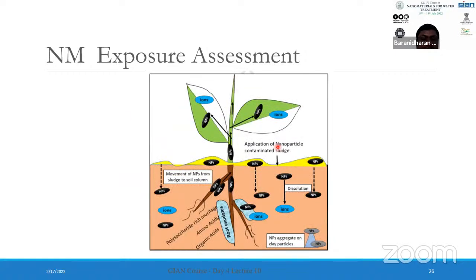It will help us understand the pathways of these nanoparticles into the environment, what happens when they release and dissolution happens, and whether these ions are taken up or retained in the root, in the shoot, or on the leaf.